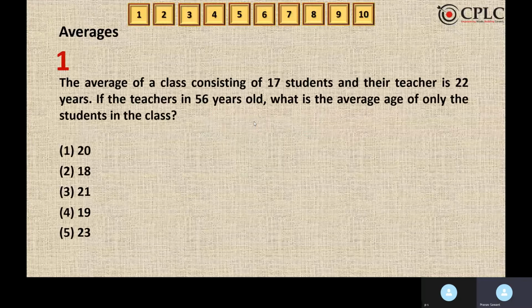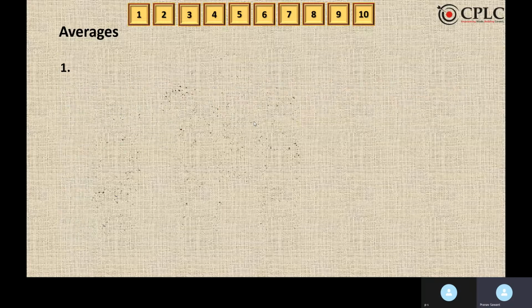First question says, the average of a class consisting of 17 students and their teacher is 22 years. If the teacher is 56 years old, what is the average age of only the students in the class? Now it is said that the average of a class consisting of 17 students and their teacher is 22 years. This means the average of total 18 members is 22 years.